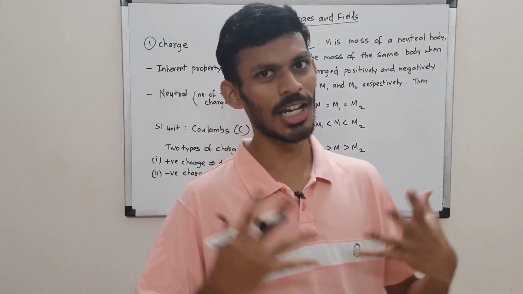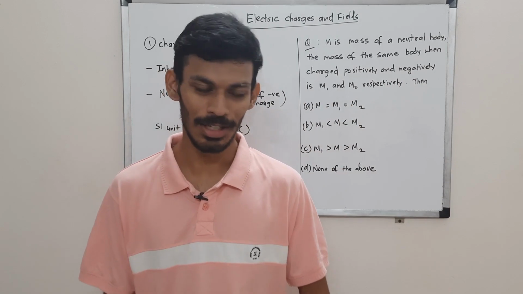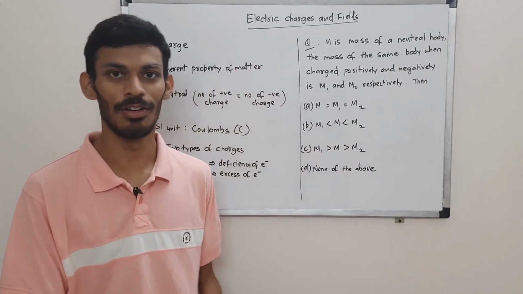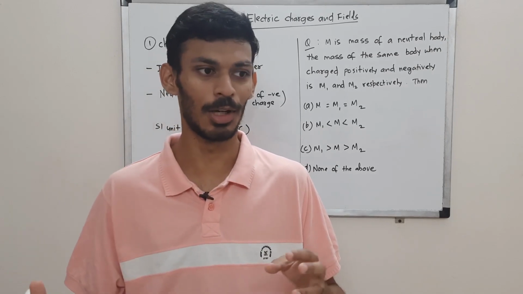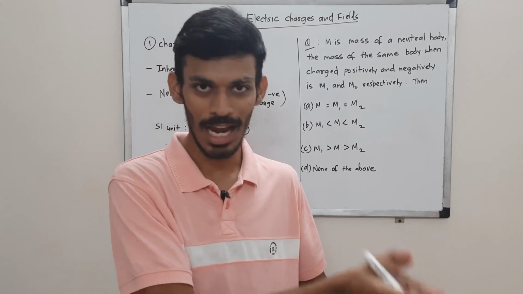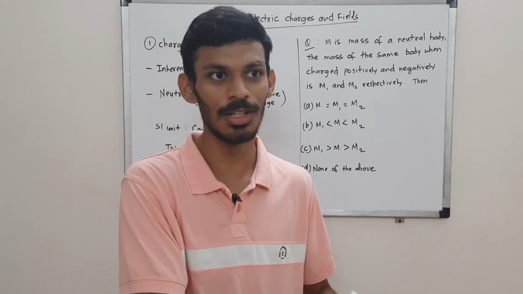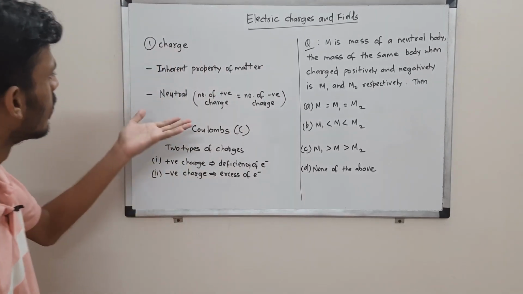So what is charge? Charge is the intrinsic or inherent property of matter. It's present by the very nature of matter. So what does matter comprise of? It comprises of atoms, right? And what is atom made up of? Electrons, protons, neutrons. So due to the very nature of the atom, we have the charged particles. So charge is the intrinsic property of matter. And generally atom is neutral.